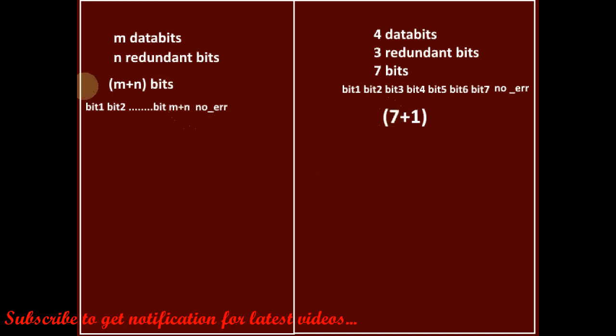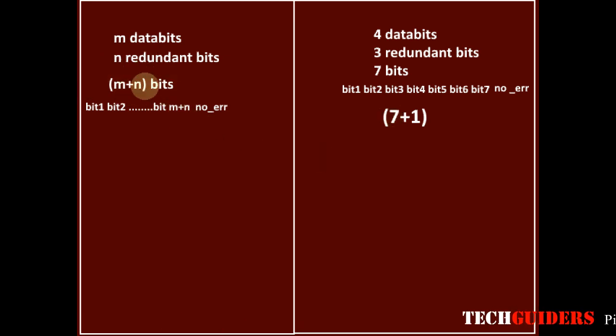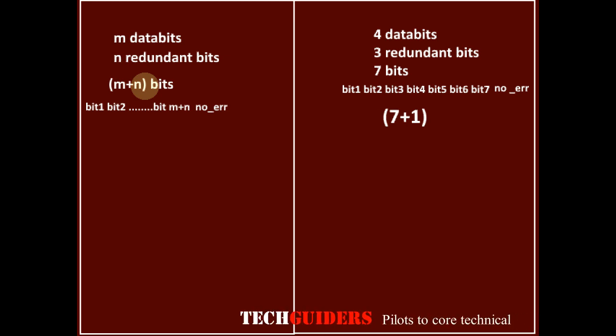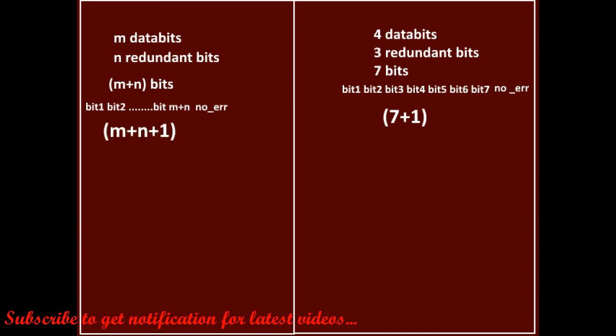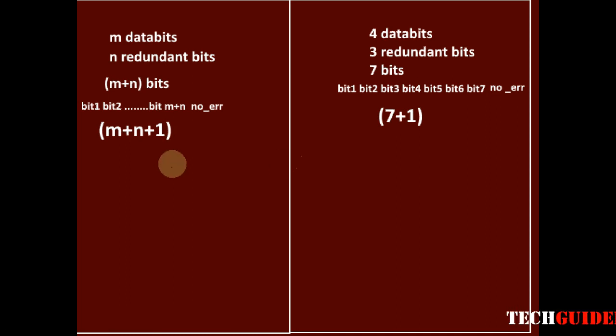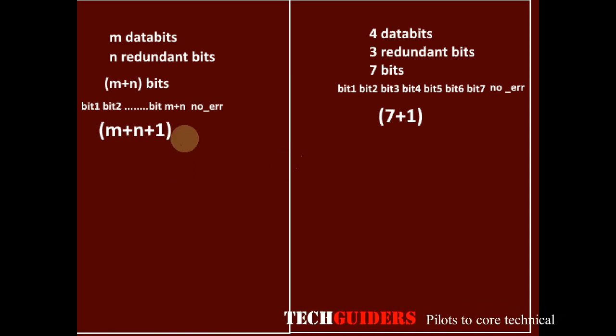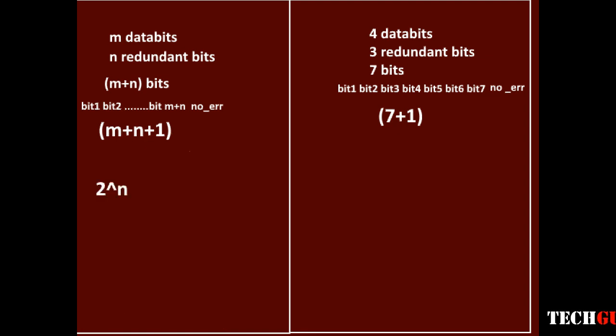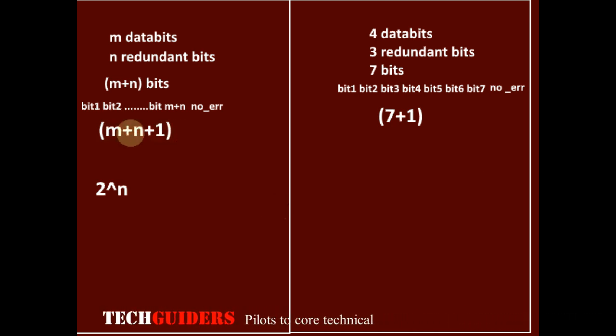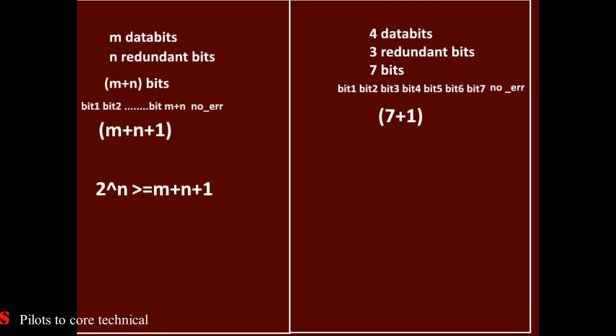Thus generally, if there are m plus n bits, one of these m plus n bits may be corrupted, or none of the bits are corrupted. Hence a total of m plus n plus 1 cases have to be considered. And to identify each of these cases, we have n parity bits. Using n bits, how many cases can we consider, or at maximum how many combinations are possible? 2 to the power n combinations are possible. With all these, we should be able to cover m plus n plus 1 cases.